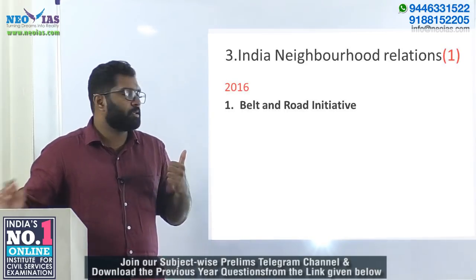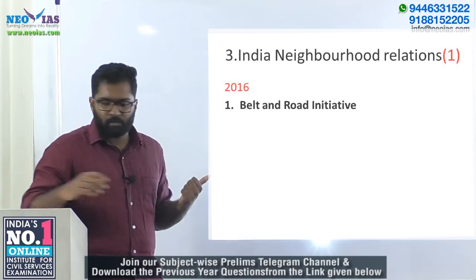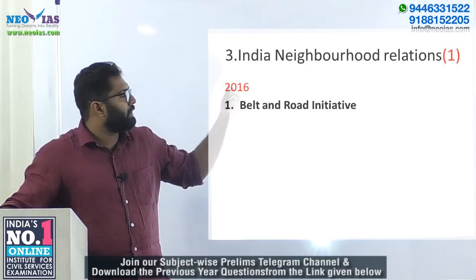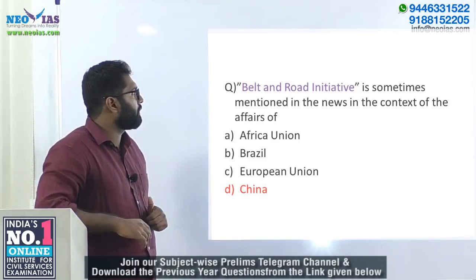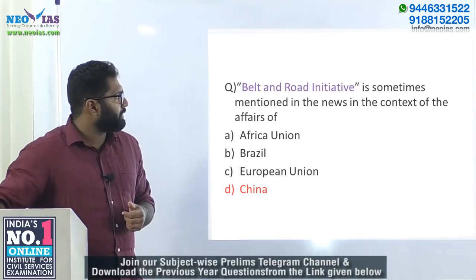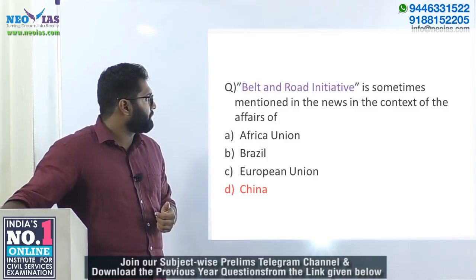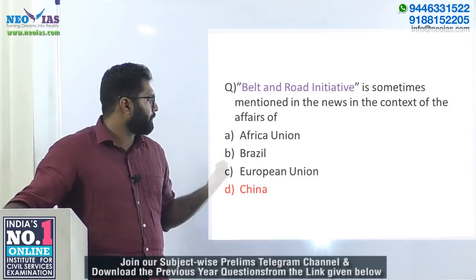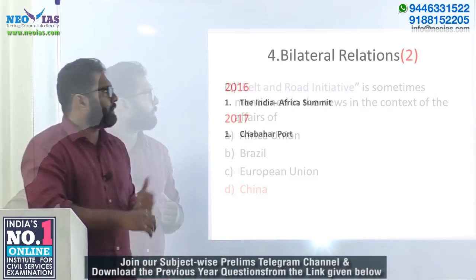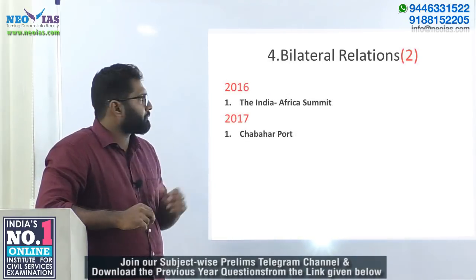So it is something to do with India and China. That is why it was put under India Neighbourhood Relations. This was the question: Belt and Road Initiative is sometimes mentioned in the news in the context of... the answer is China. Next topic is bilateral relations.